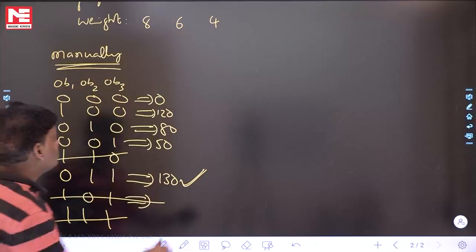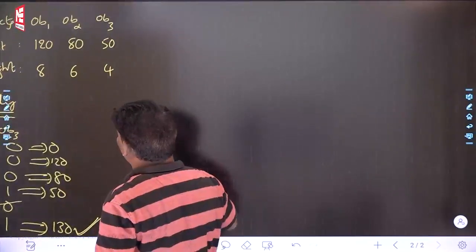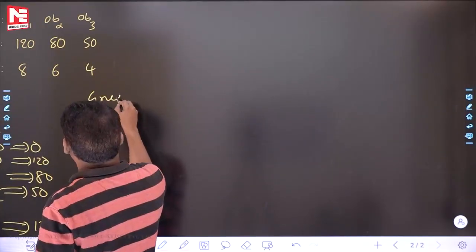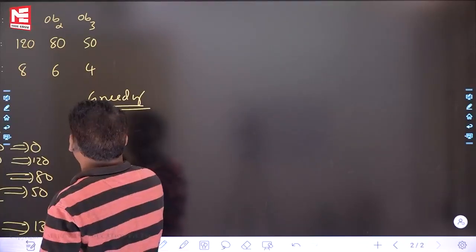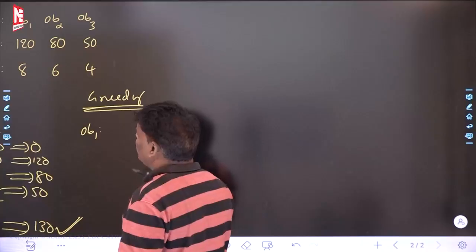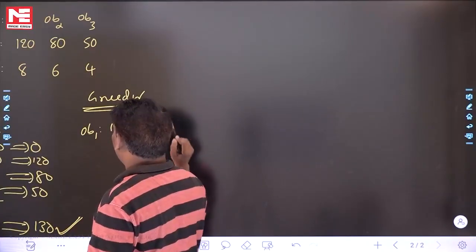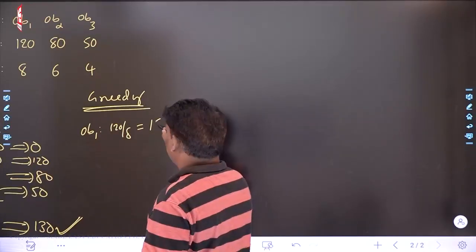Manually I have done. Let's solve this problem using greedy. Greedy means what? Shortcut. You know what the shortcut is also. What is the greedy shortcut? Let me solve this problem using the greedy technique. You know very well: per 1 unit weight, for object 1, find the profit. What is the answer? 8 units for 120, so per 1 unit it is 120 by 8, which is 15.